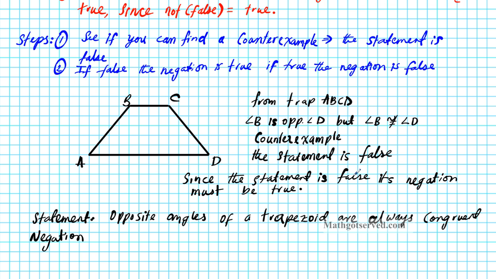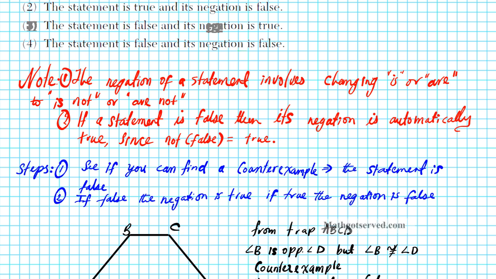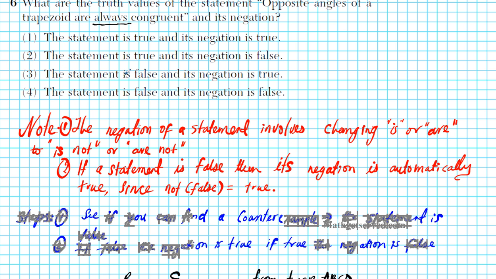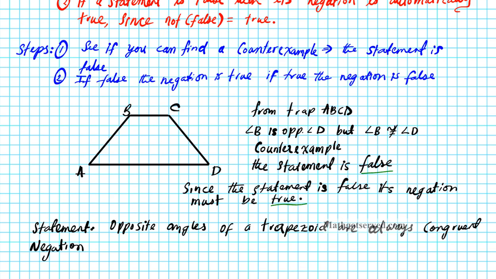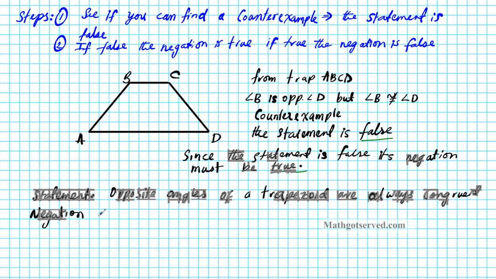Here, the statement is false and the negation is true. So the answer should be, let's see, statement false, negation true. Answer is option number 3. But let me just show you what the negation looks like. So for the negation, you're just going to write the statement as opposite angles of a trapezoid.